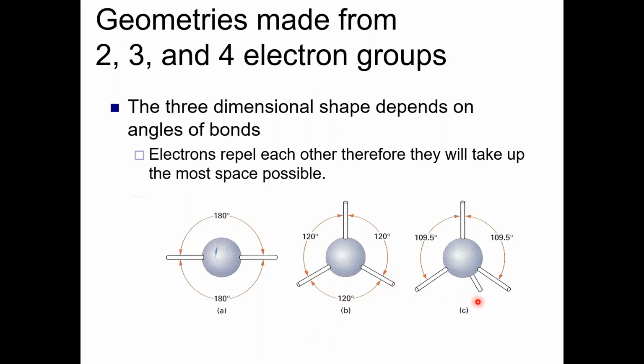In the case of when we have 4 electron domains, we have a separation between these different domains by an angle of 109.5. Remember that we want to always have our electron domains as far apart as possible, because these electron domains will repel each other.